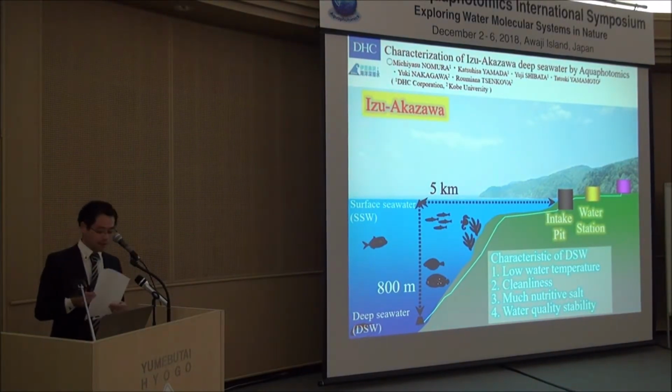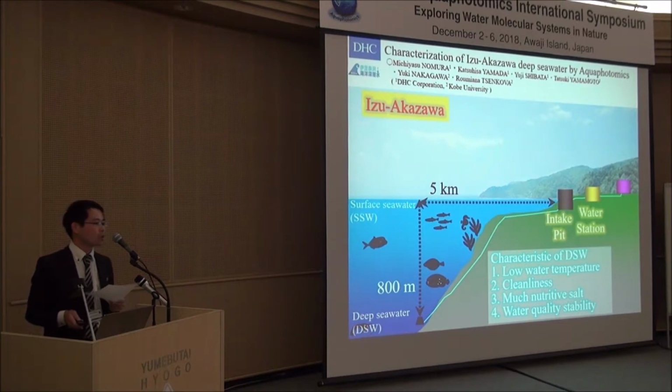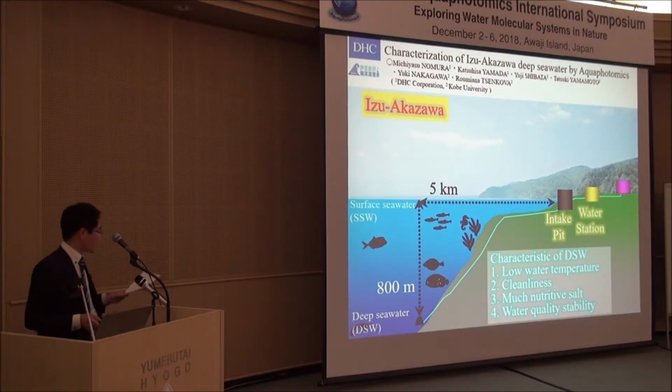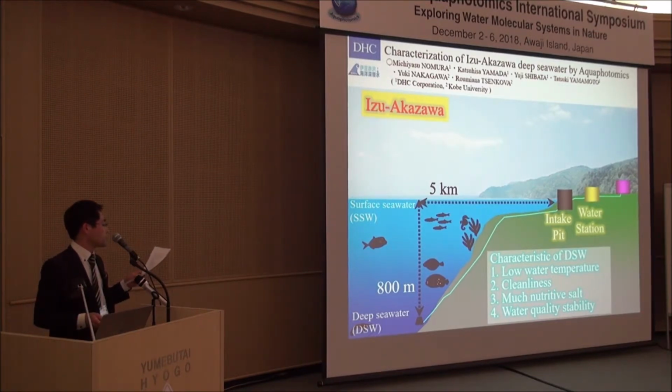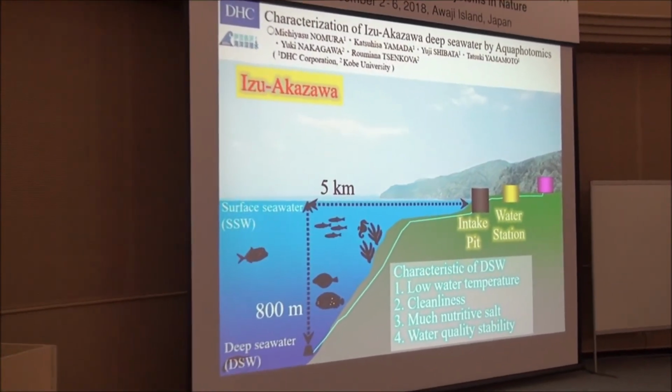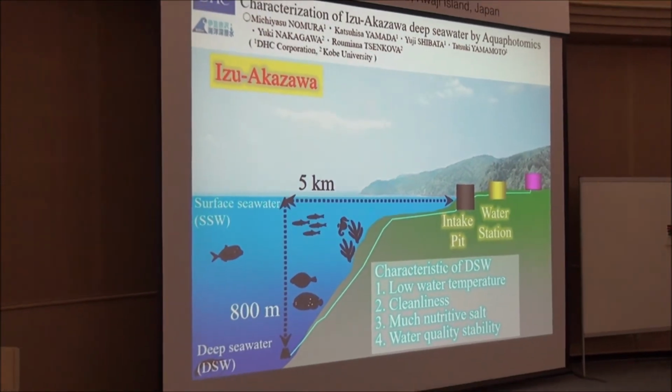Thank you. Hello, everyone. I am Michiaki Nomura of DHC. My poster title is Characterization of Izu Akazawa Deep Sea Water by Aquaphotomics. We are pumping deep sea water, called DSW, from the depth of 800 meters off Izu Akazawa in Shizuoka Prefecture, Japan.